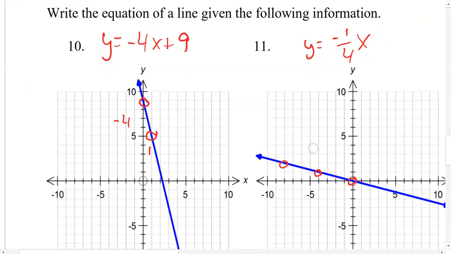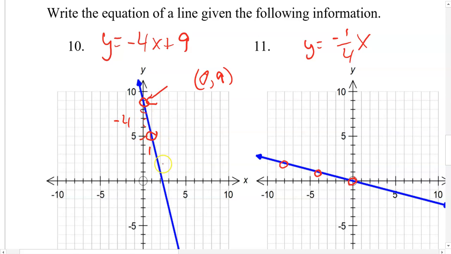On number 10, we're going to write the equation for the line. The easiest way to write the equation is in y equals mx plus b format. So first we find b, our y-intercept. In this case, it's +9, so that's the point (0, 9). The point where the line crosses the y-axis. And then we check for our slope. If it's going downhill, it's a negative slope. Down 4, 1, 2, 3, 4, and over 1.